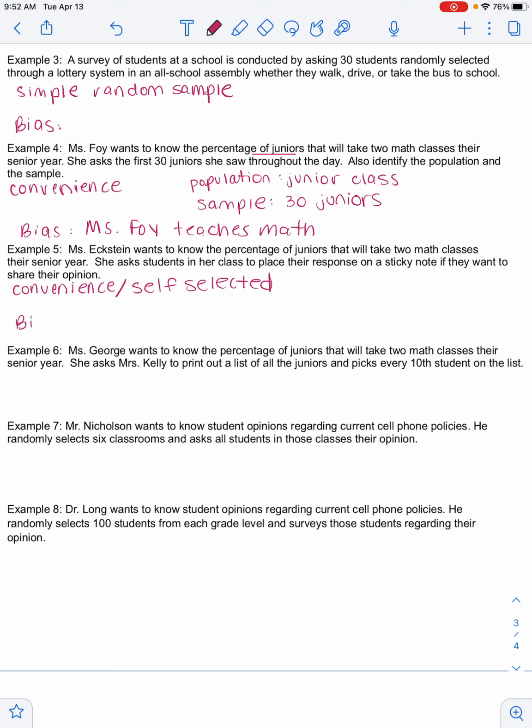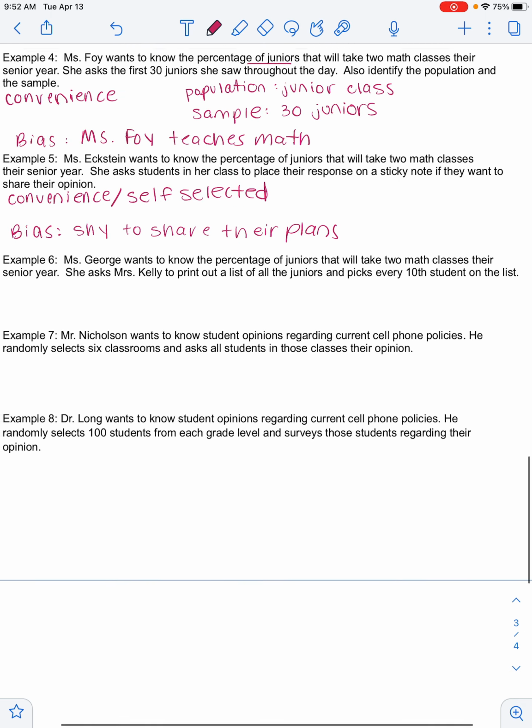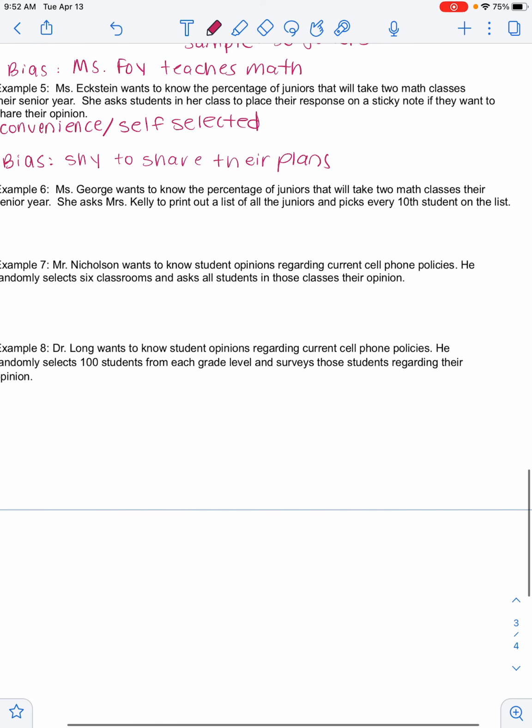Is there bias here? Yes, there could be. Some students might be shy to share their plans, right? If maybe you're taking multiple math classes. Maybe you feel excited about it, but you don't want other people to know. And so you might not choose to share your response just because you don't want people to know that. And so when you have a self-selected survey, that's one bias that could show up.